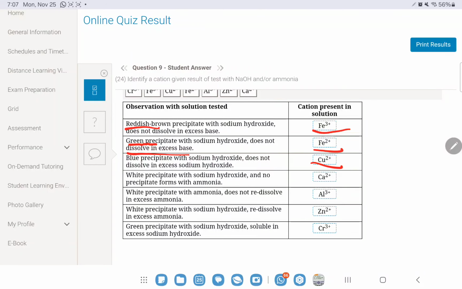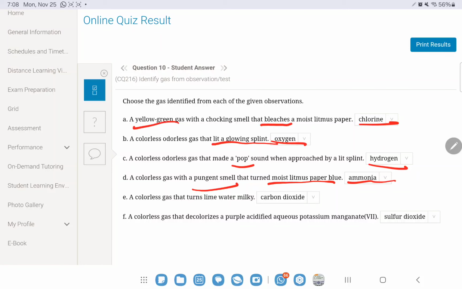So yellow-green gas and bleaches. When you see the word bleaches, immediately chlorine. Colorless, odorless, relights a glowing splint, oxygen. Pop sound, hydrogen. Pungent smell and turns moist litmus paper blue, it's ammonia. Colorless gas that turns lime water milky, carbon dioxide, you must know this if you took bio last year. Decolorizes purple acidified aqueous potassium manganate, could only be one thing, sulfur dioxide.